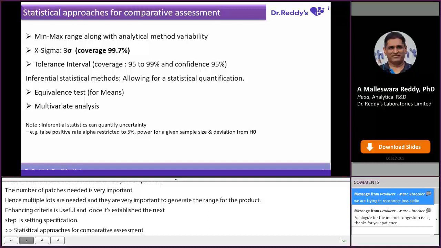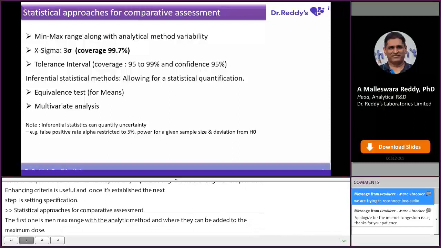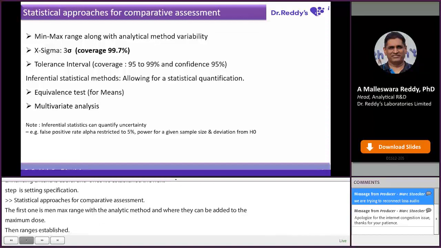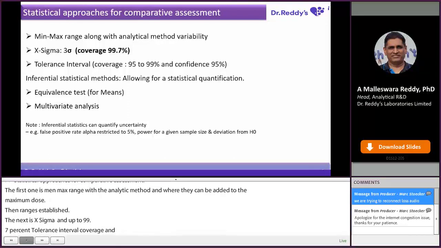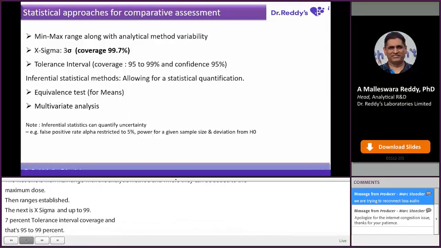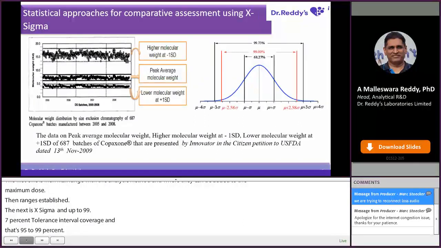The second approach is X sigma. So 3 sigma is the most useful, where the population of data covered is up to 99.7%. The third approach is the tolerance interval. Typically a 95% confidence interval is calculated, which covers 95 to 99% of the population of the data. And the fourth one is a simple test, which is the equivalence test for means. Typical is the t-test. And the last one is multivariate analysis, which also can be used as a statistical approach for comparative assessment.